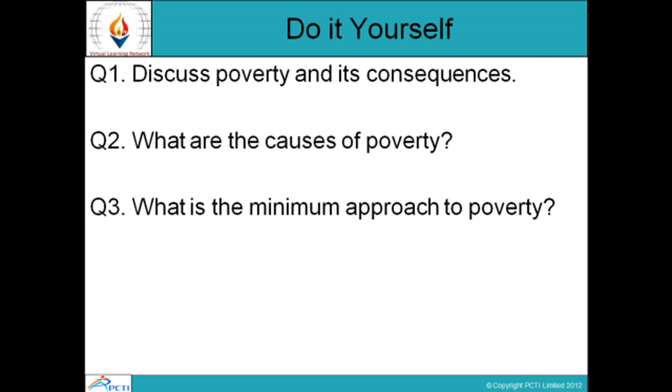Now there are some questions on the basis of this session. First, discuss poverty and its consequences. Second, what are the causes of poverty? And the third one is, what is a minimum needs approach to poverty?